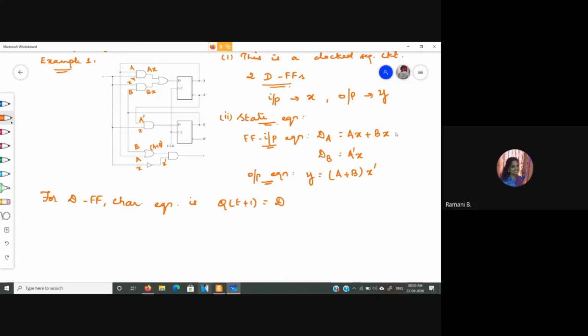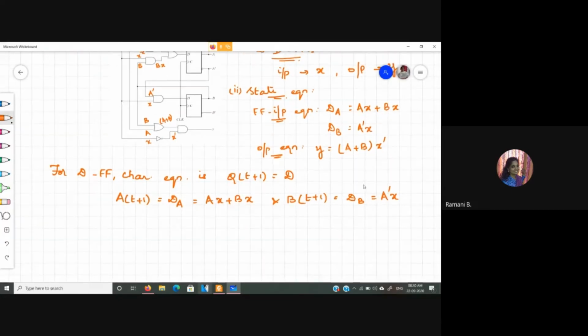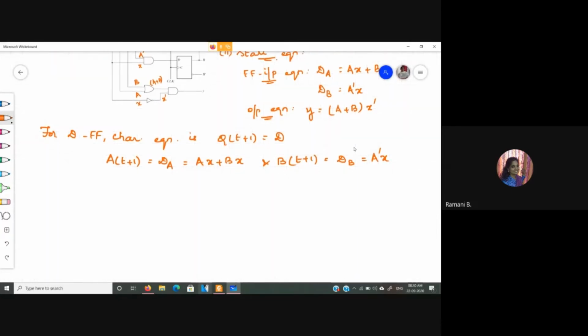Okay. So now to write the state equation for the first flip-flop, A of T plus 1 is equal to DA. So this is as such AX plus BX. And B of T plus 1 is DB, which is A bar X. So our second step of writing the state equation is over. Next, we shall write the state table. That is our third step.